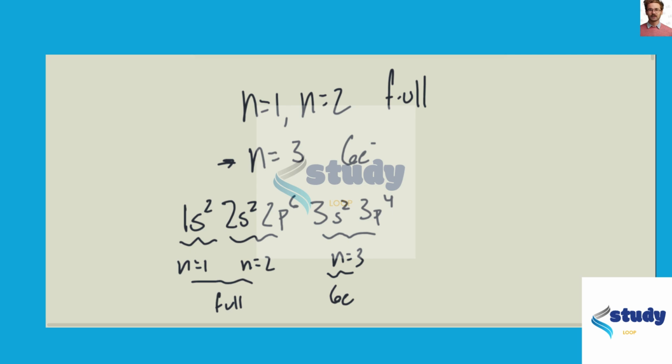Okay, so at this point, we can get some idea of what element this is, because if we're assuming that this element is neutral, and that it has the same number of protons as electrons, then we can identify what its atomic symbol is. So we've got 10 electrons in the n equals 1 and n equals 2, and then an additional 6 electrons in the n equals 3 shell, which tells me that this is element number 16.